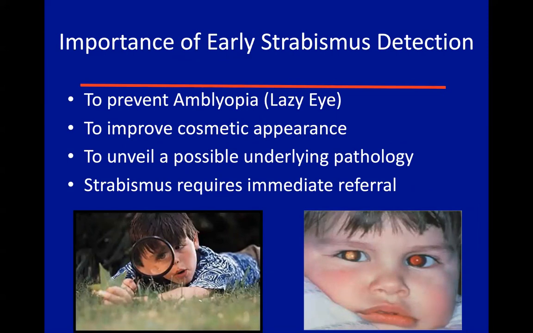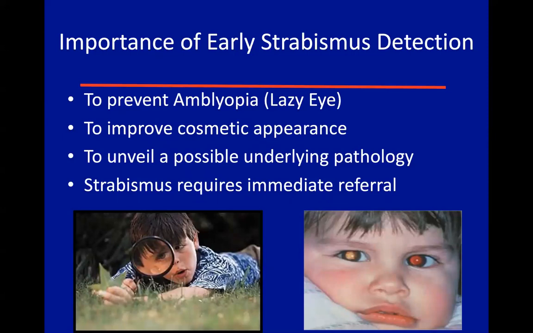It's to unveil a possibly underlying pathology. Not every strabismus is only due to muscles. I explained to you, it could be due to retinoblastoma, retinopathy of prematurity, many other causes, and strabismus requires immediate referral. So anytime you see a child with strabismus, please, remember we showed you, please get them to an ophthalmologist as soon as possible. Do not wait.